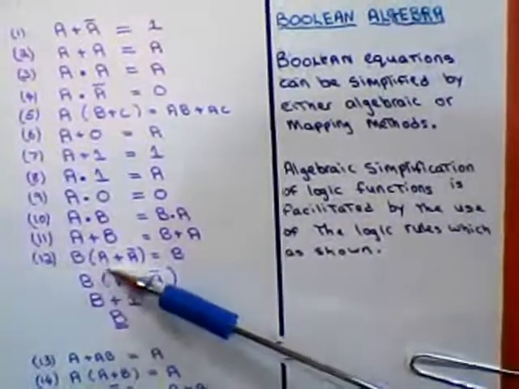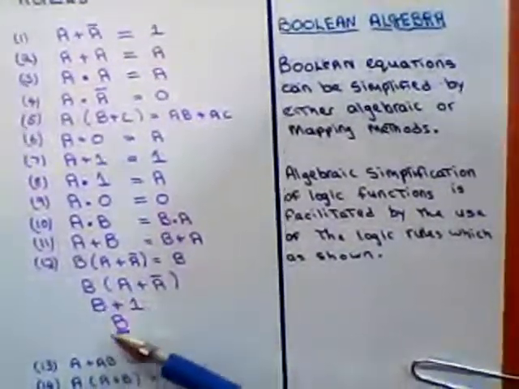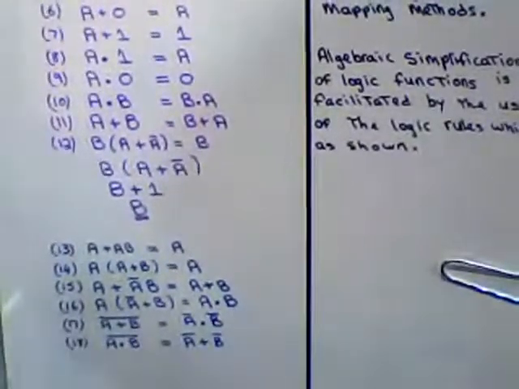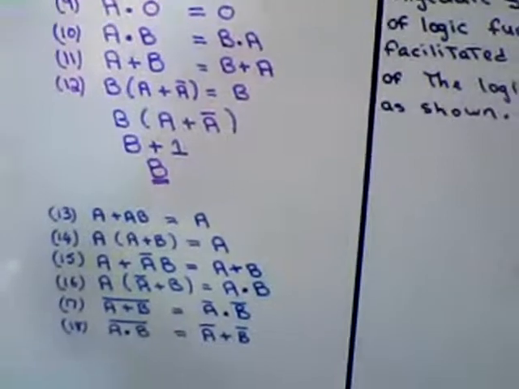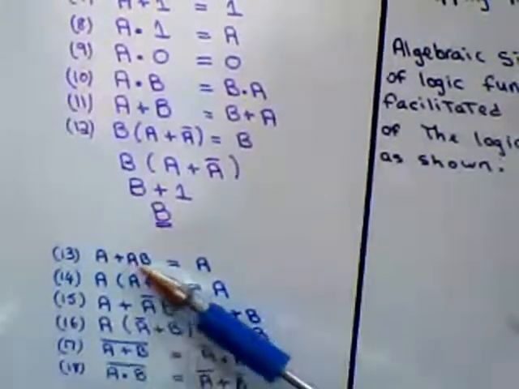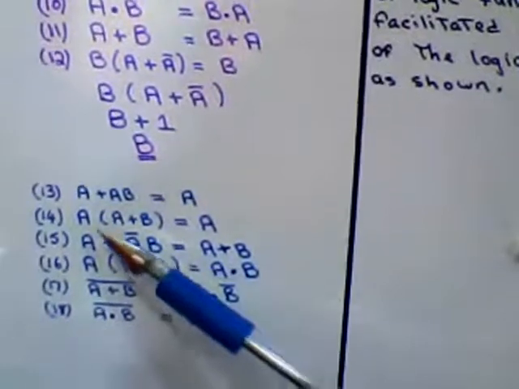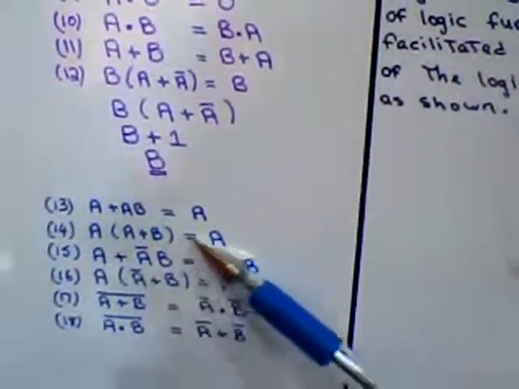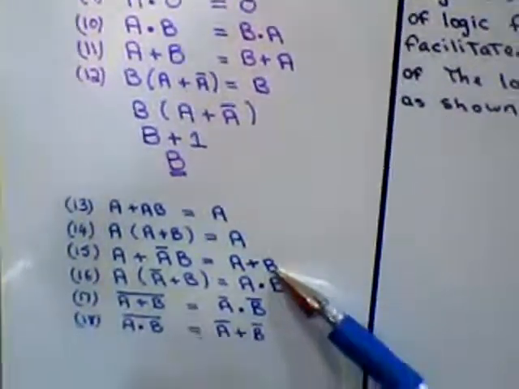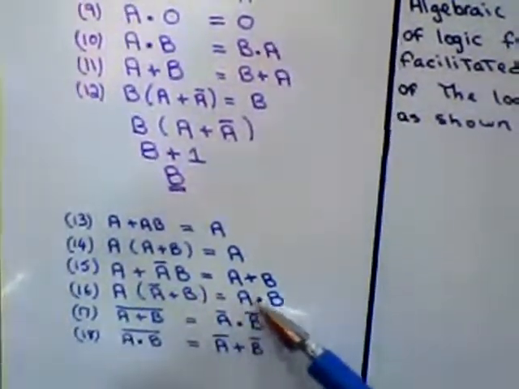Here, B(A or not A) comes to B or 1, which will simply be B. Now again here, A or (A and B) equals A. Again, A and (A or B) equals A. Now here, A or (not A and B) equals A or B. A(not A or B) equals A and B.